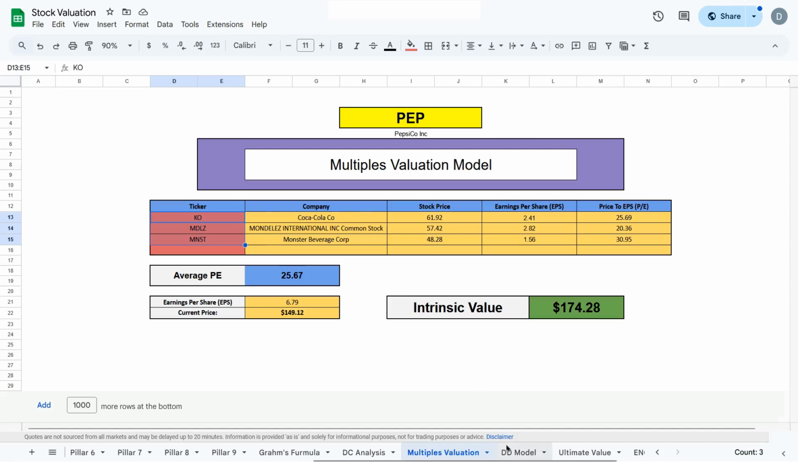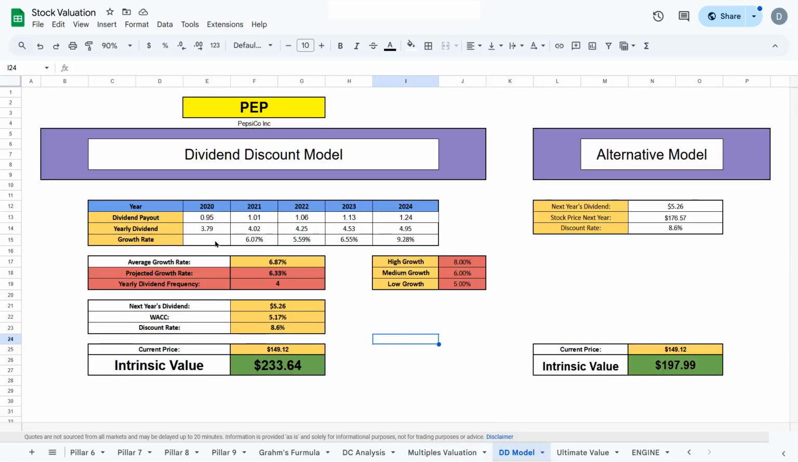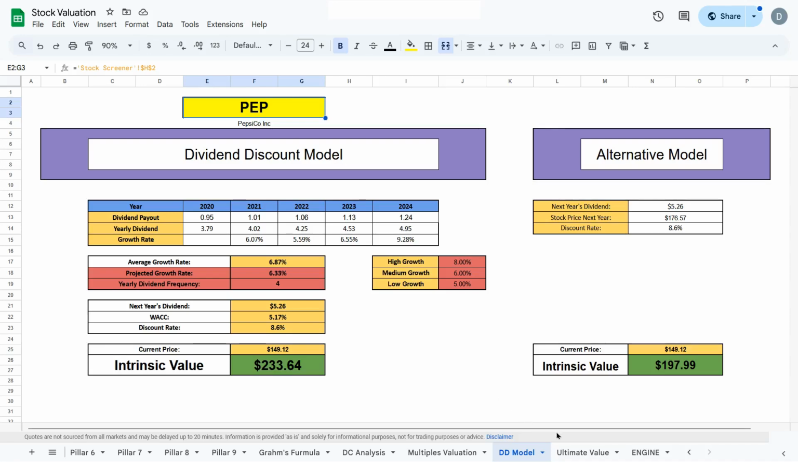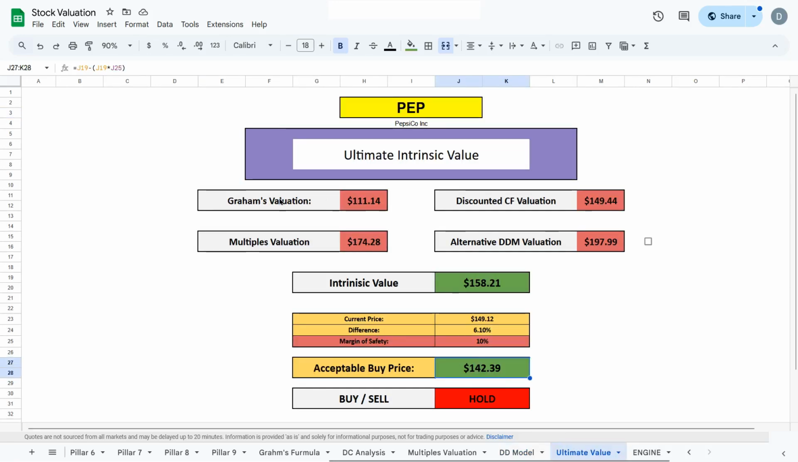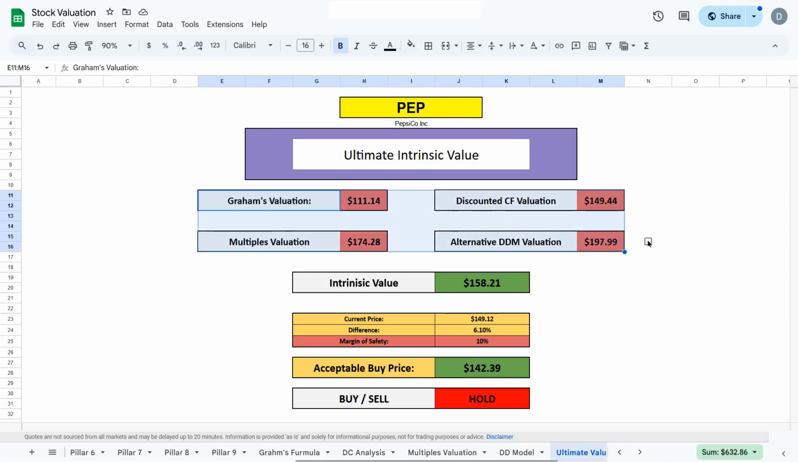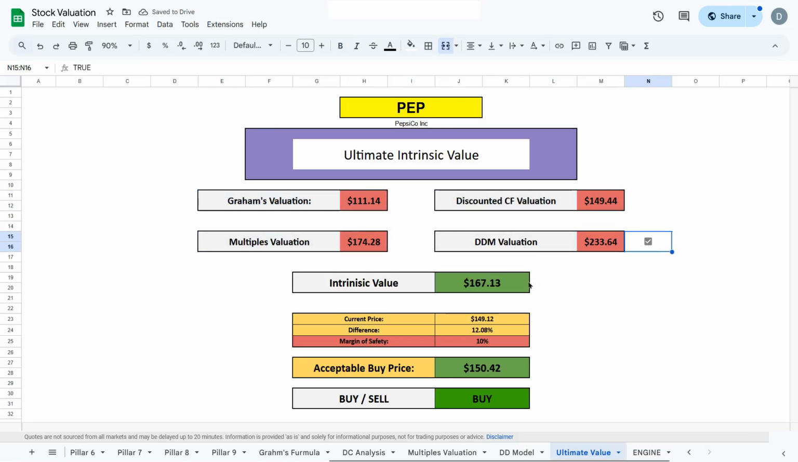But now let's jump to our final valuation model, the dividend discount model. And here we will take the dividend payouts over the past 5 years and calculate the average growth rate to be sitting at 6.87%. Now into the future I will project a growth rate of 6.33%, and combining that with the discount rate, we will get an intrinsic value of $233.64, which is quite higher than the current trading price, showing us that Pepsi has very great dividend growth. And finally, we will arrive to the ultimate valuation, where we will average out the 4 valuation models. I will switch the alternative one to the dividend discount model, and we will get an intrinsic value of $167.13, which is 12% higher than the current trading price.